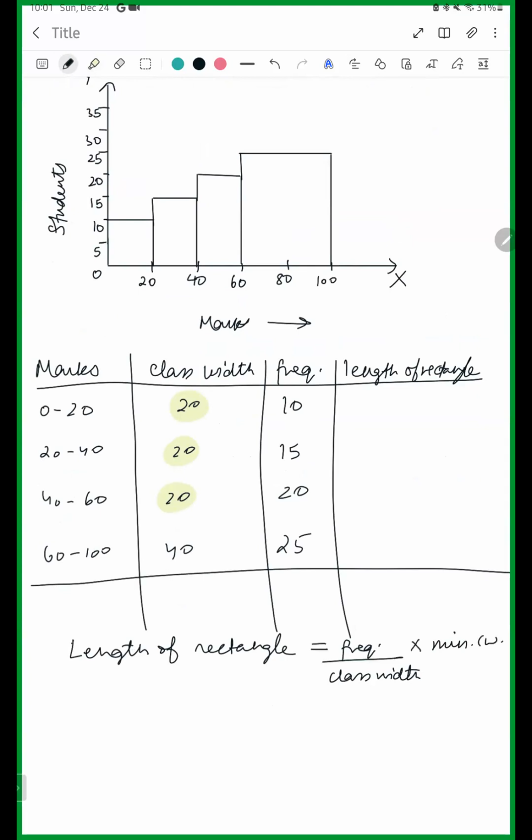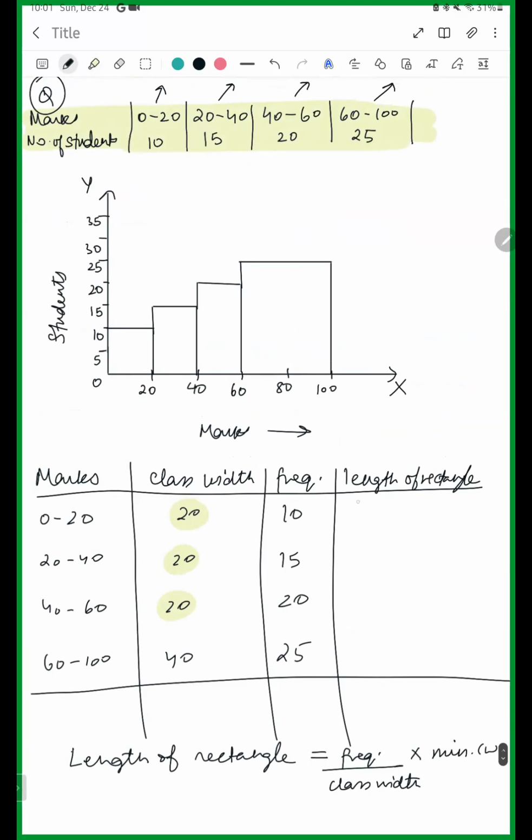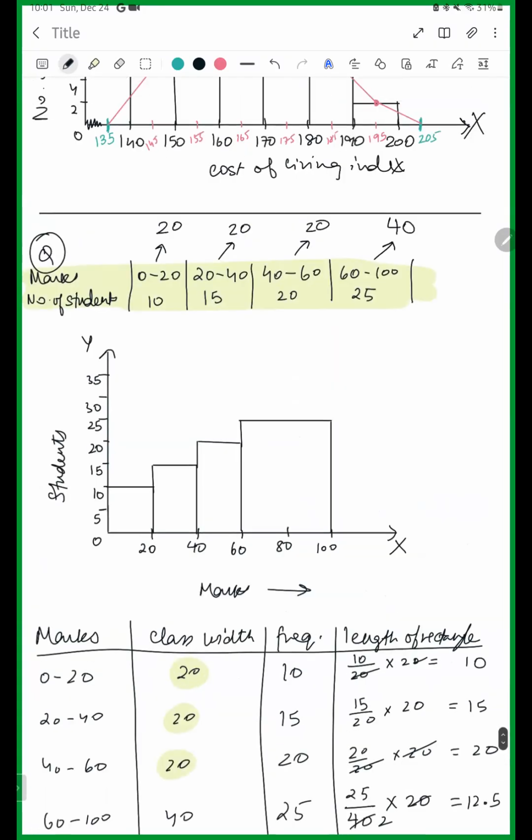So length of rectangle in the first case, frequency 10 by class width 20 into minimum class width, which also happens to be 20. So this is equal to 10. Then here this will be 15 by 20 into 20, which is 15. Here 20 by 20 into 20, which is 20. Now this one is going to be a little different. 25 by class width, which is 40, into minimum class width, which is 20 in this case. So this one is going to be 25 by 2, which is 12.5.